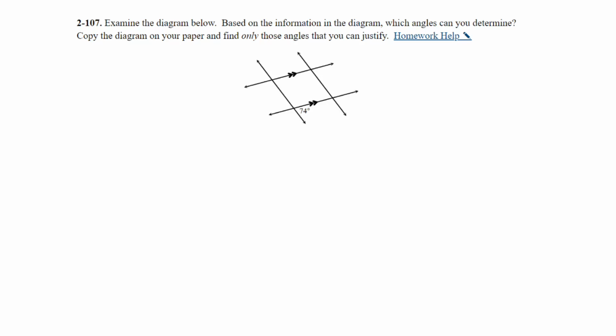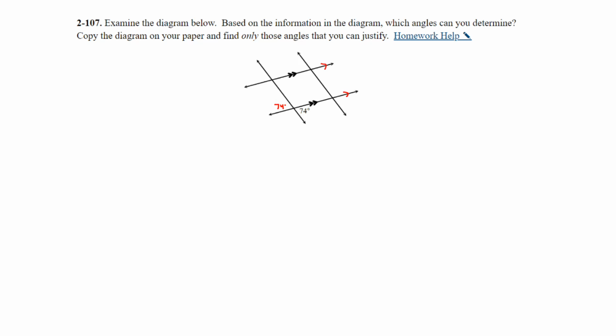Question 107. Examine the diagram below. Based on the information in the diagram, which angles can be determined? Copy the diagram on your paper and find only those angles that you can justify. So let's take a look. First one we can go with is the vertical angle, which is 74 degrees. Also recognize that these two lines are parallel, but the other two, even though they look like they are, they don't indicate that they are, so we can't make that assumption.